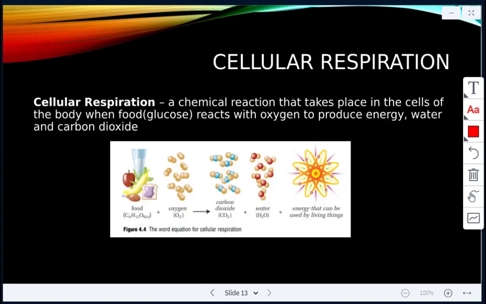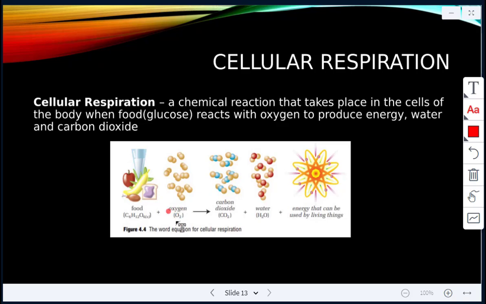All right, so our last reaction we're talking about is cellular respiration. Cellular respiration is a chemical reaction that takes place in the cells of the body when the food, or the glucose, reacts with oxygen to produce energy. It's also producing water and carbon dioxide. If we look at this word equation, we have food in the form of glucose plus oxygen.